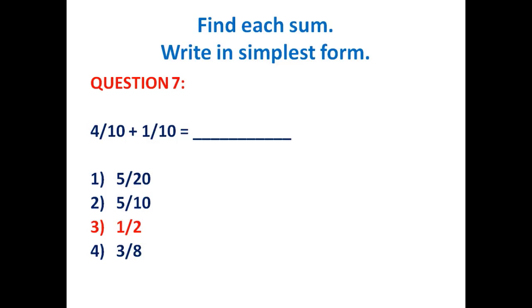Number 7. 4 upon 10 plus 1 upon 10. You will add these numbers. Select your correct answer: 5 upon 20, 5 upon 10, 1 upon 2, 3 upon 8. When you will add 4 upon 10 plus 1 upon 10, you will get 5 upon 10. Both are in the table of 5. You will divide them. 5 divided by 5, you will get 1 upon 2 is the answer for 4 upon 10 plus 1 upon 10.